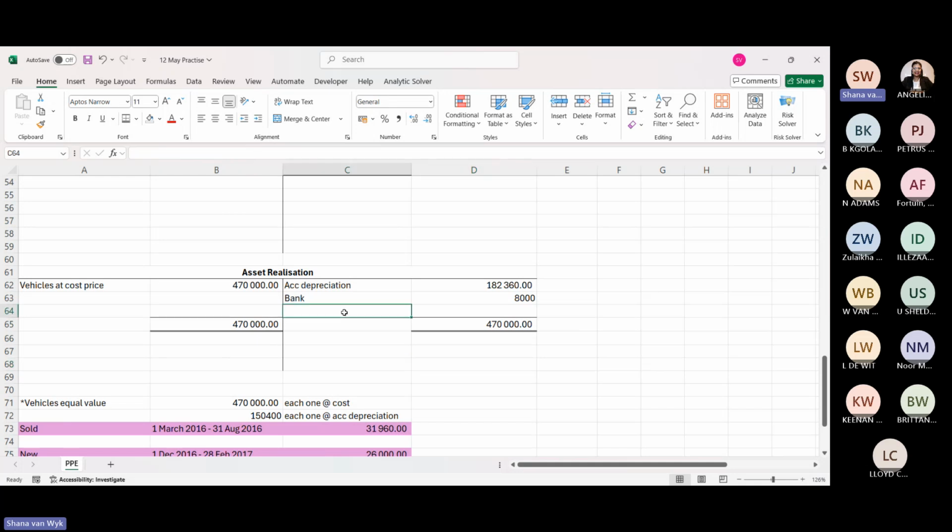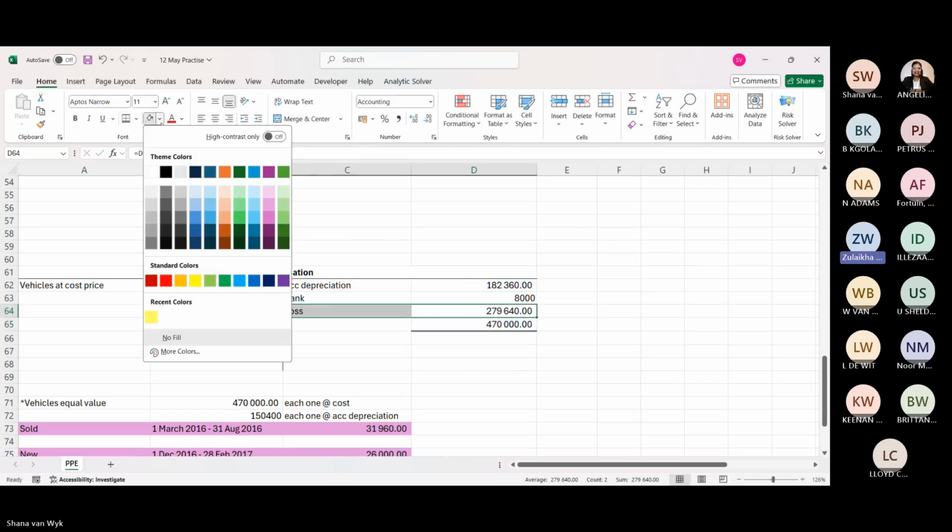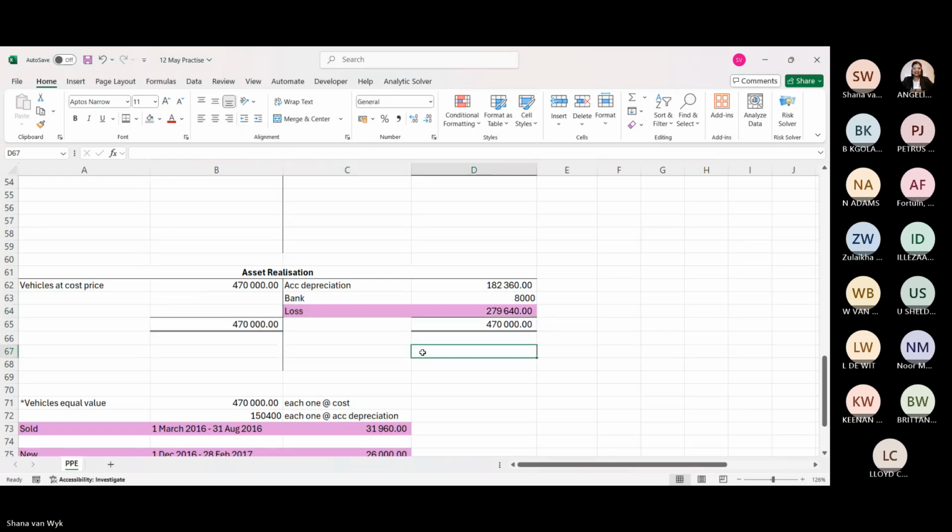Okay. Then we're gonna say loss. But more specifically, this is gonna be a loss. Yep. If it was on the other side, it would have been a profit. On the debit side, it would have been a profit. Yes, because we're carrying it to that side.